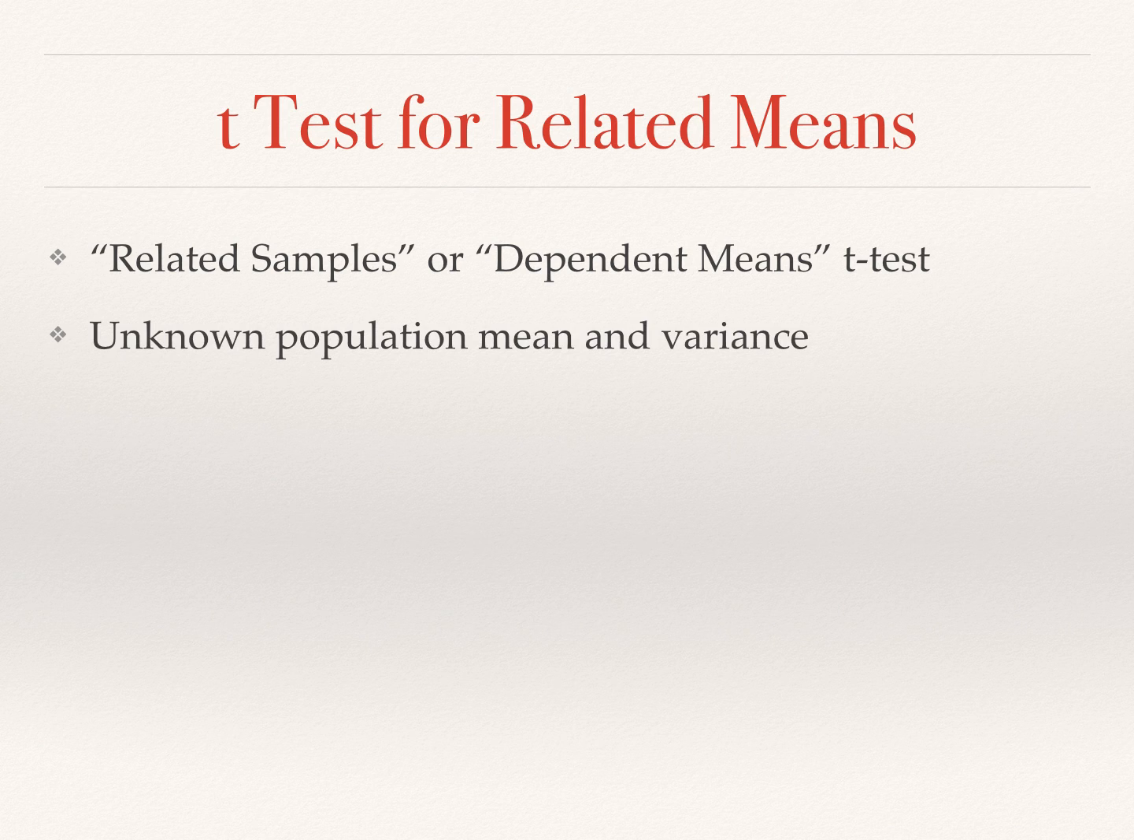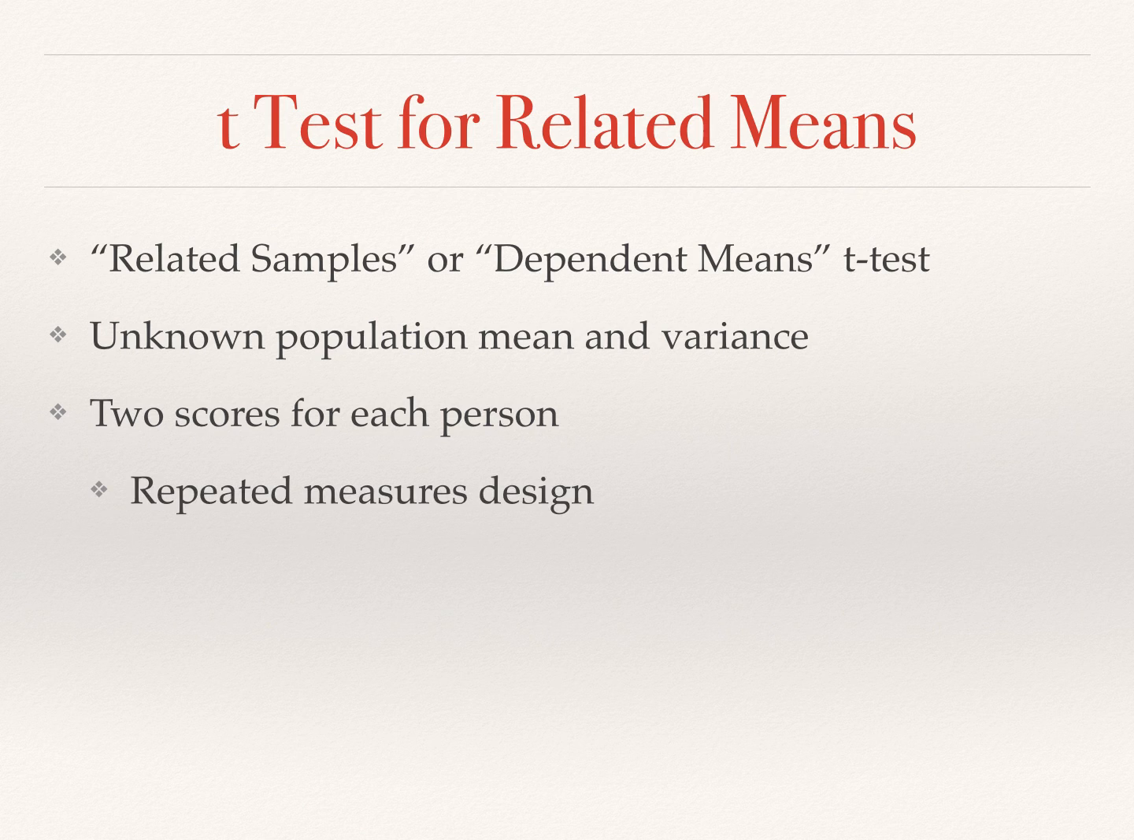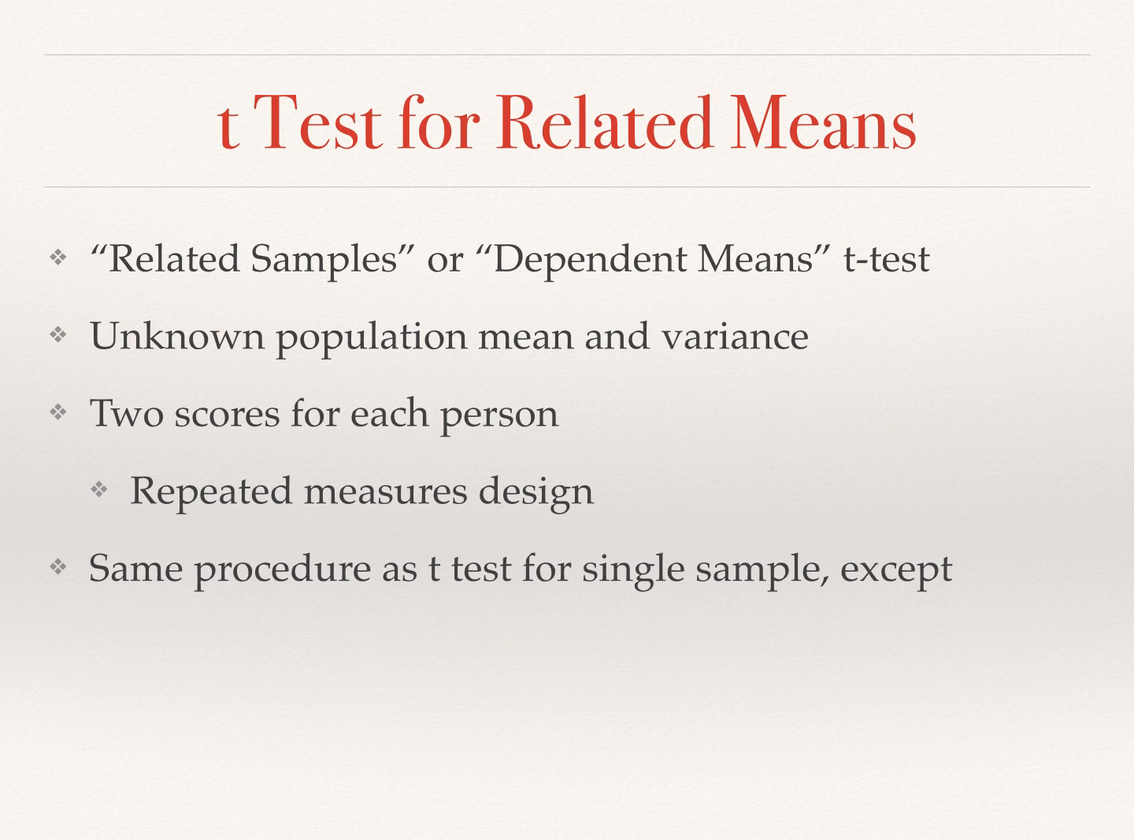Just like in our independent groups t-test, however, we have an unknown population mean and an unknown variance, just like in all t-tests. So we're going to need to estimate the variance in the population. The means of the population will be dealt with in terms of what the difference is expected to be. We have two scores for each person in a repeated measures design. We will also be using this t-test for matched samples designs.